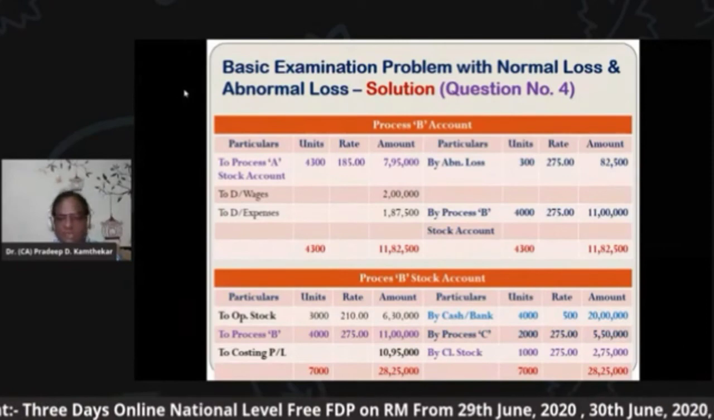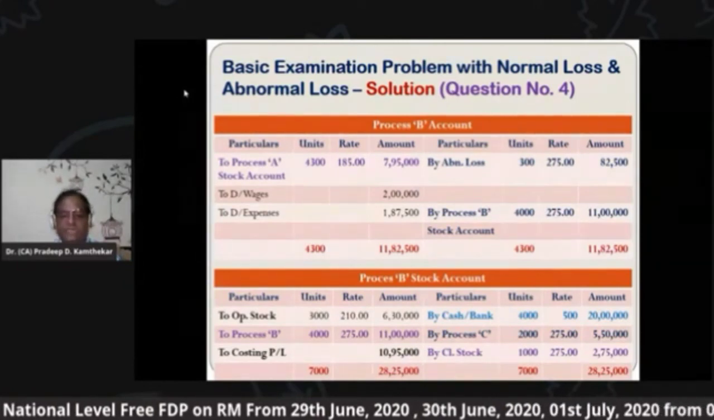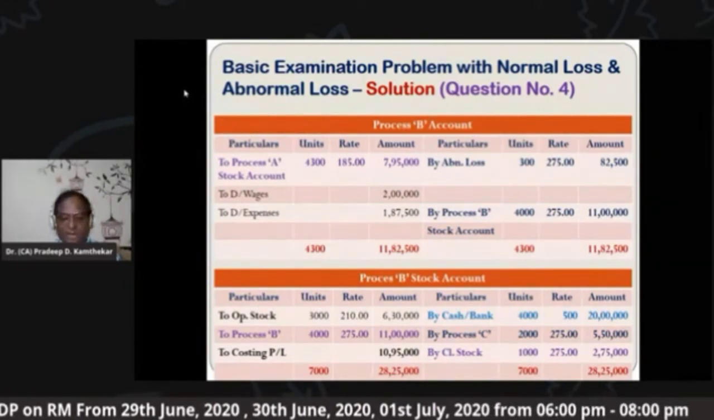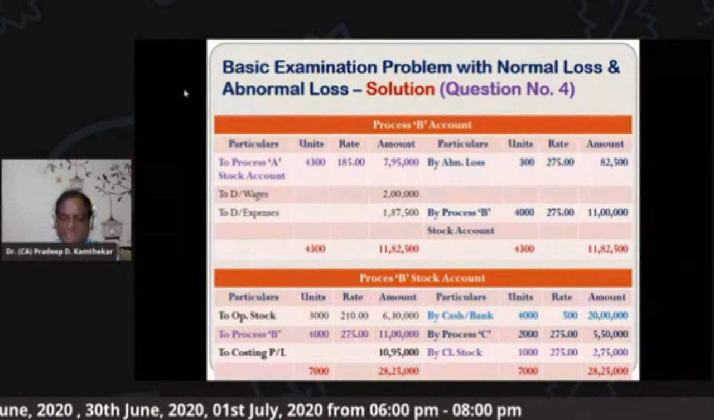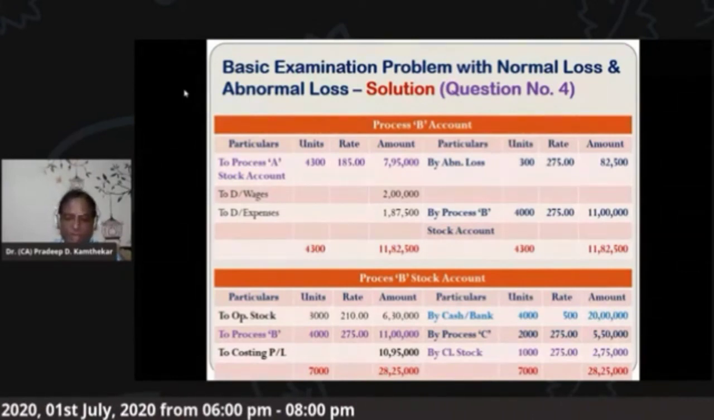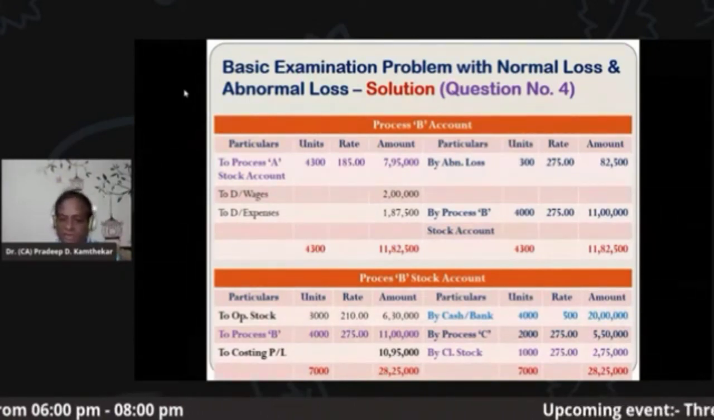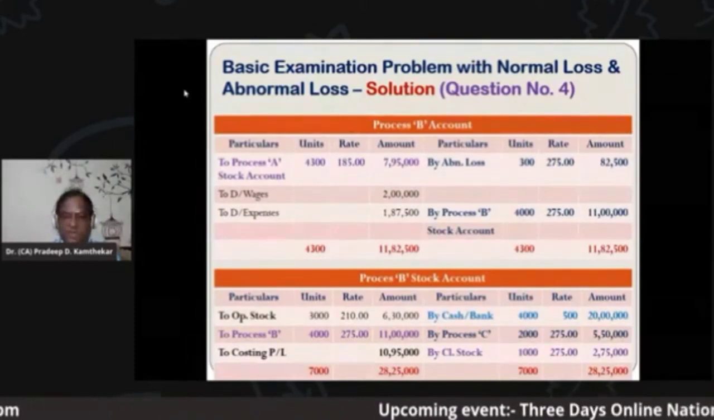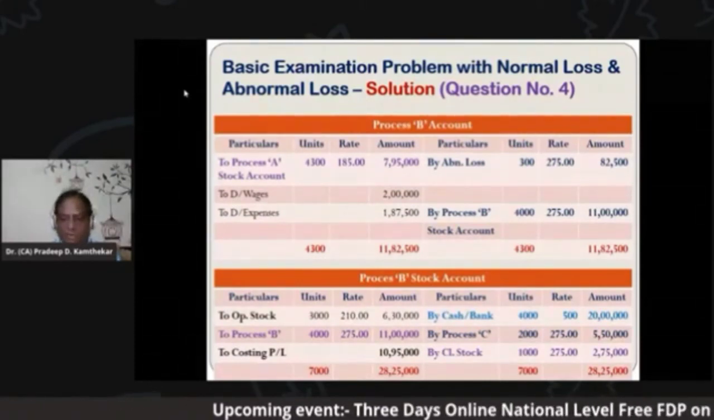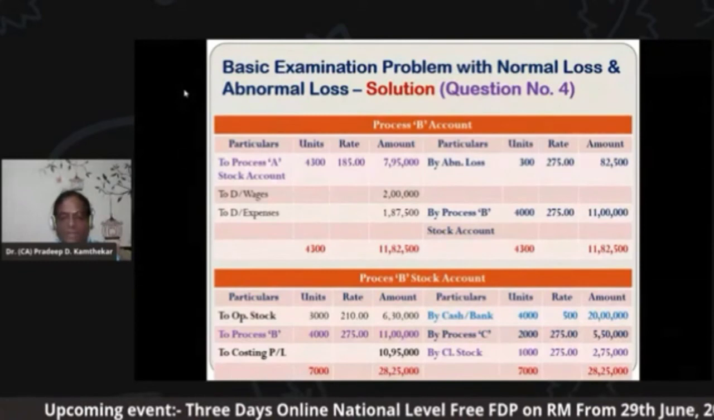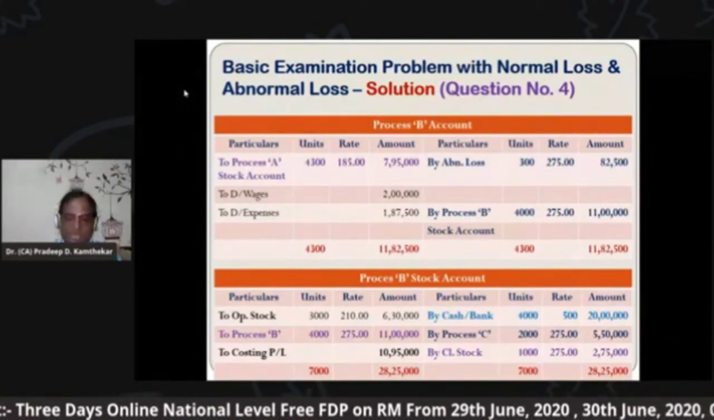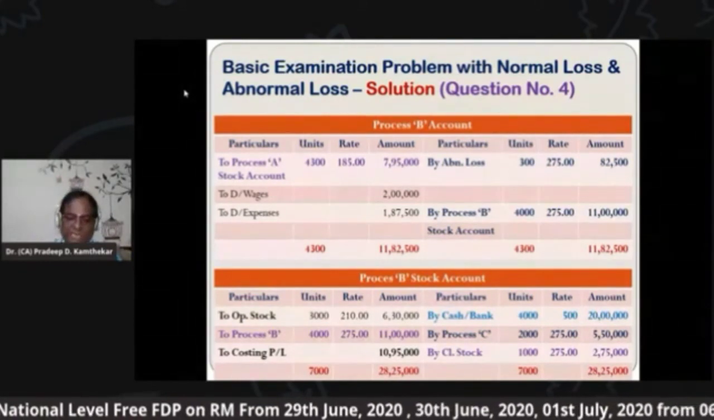That is on the debit side. It is also given that 4,000 units are sold from process B. So by cash/bank, 4,000 units at the rate of 500. Closing stock units of 1,000 are also given, and that is at the current year's cost per unit of process B. You see 275, so 1,000 into 275. The balancing figure of the process B stock account is transferred to the next process.